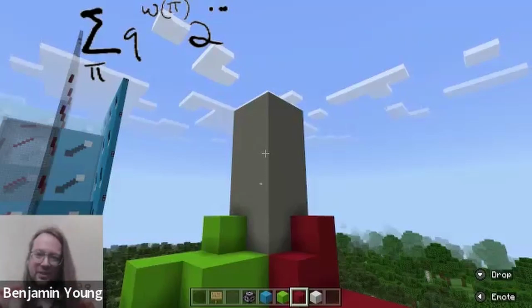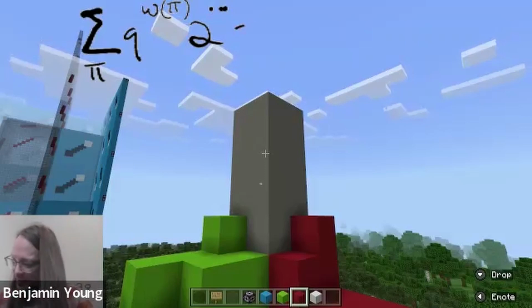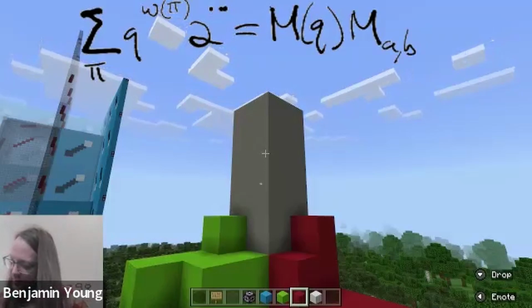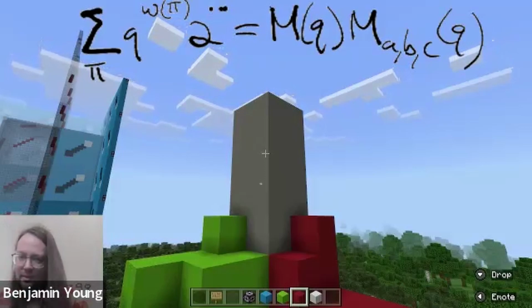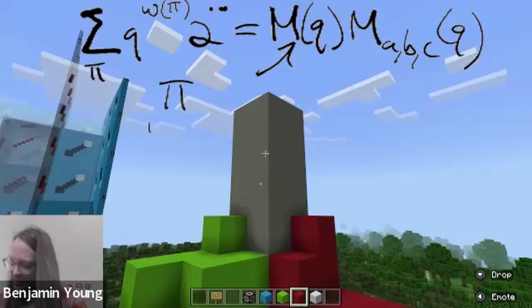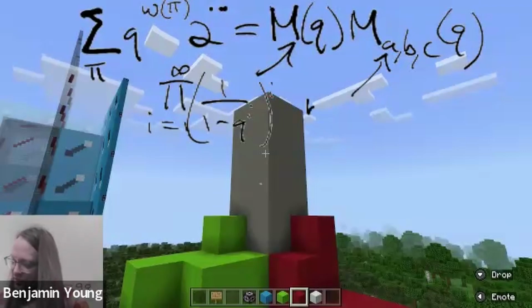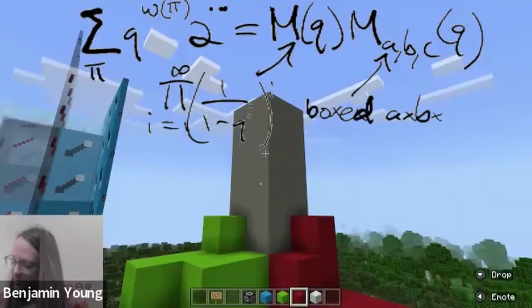There is a natural generating function for these objects coming from algebraic geometry. And the surprising fact is the generating function has a beautiful product formula, which I'll write here. So this M(q) is MacMahon's generating function for plane partitions. It's a big infinite product. It looks like the generating function for regular partitions, but everything gets raised to the power i as well. And this thing is the generating function for boxed plane partitions, boxed A by B by C plane partitions.